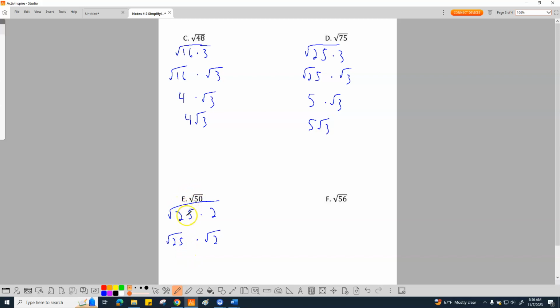75 can be split into 25 times 3, and then the square root of 25 times square root of 3. Square root of 25 is 5. I'm going to break that up. 5 square root of 3. Cool. Let's go to 56.